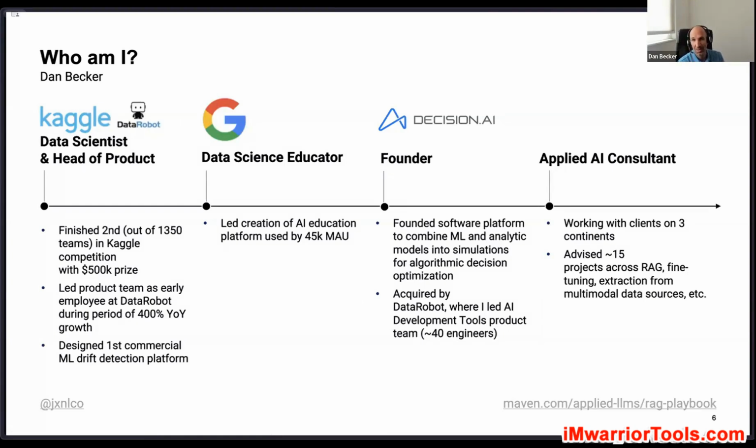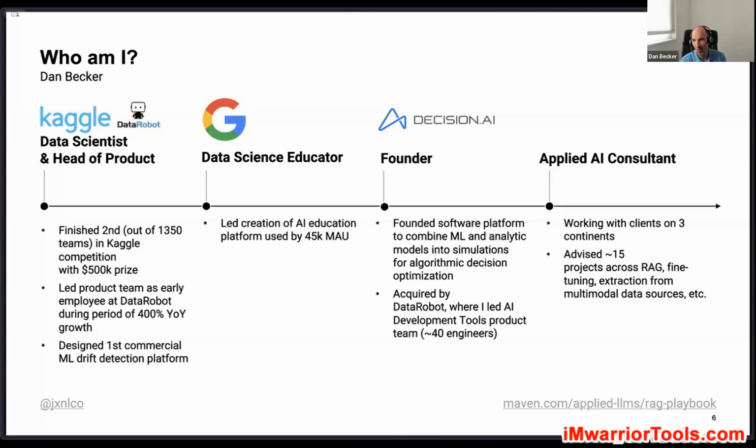Soon after that, I joined Google. And the most interesting thing that I did at Google was build an AI education platform that was used by 45,000 monthly active users. I founded a company called Decision AI, which was going from conventional predictive modeling, combining that with the types of models that people build in Excel for making decisions and doing decision optimization. Sold that back to DataRobot.